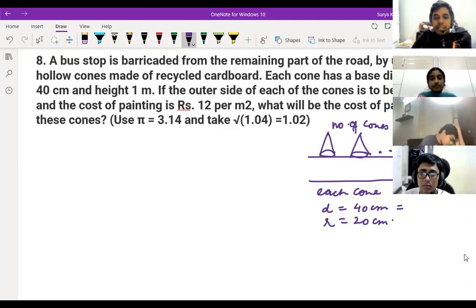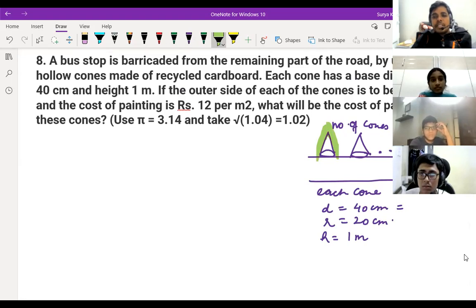And height is 1 meter. If the outer side of each of the cones is to be painted and cost of painting, outer side means this side. Understood, no? The bigger radius, right? Sorry, the bigger part.